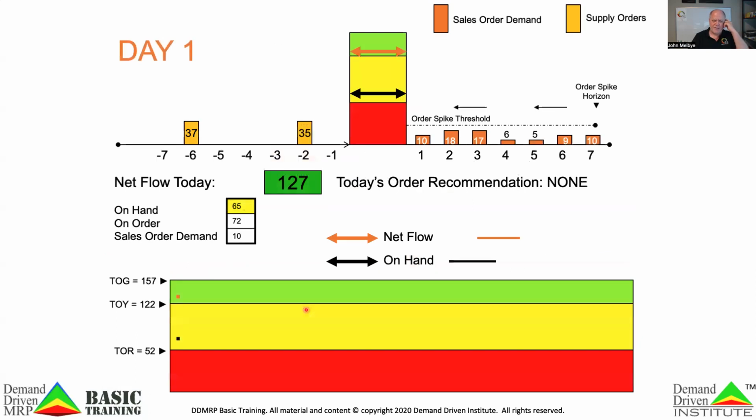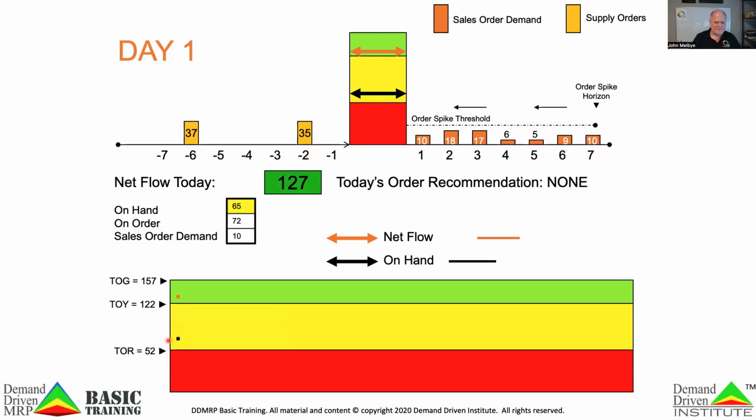Okay, so let's look at day 1. On day 1, we have an on hand of 65, which we're giving to you. We can see what we have on order, which is 37 plus 35 or 72. And we have a sales order demand of 10, because as we look forward, that's what's due today. We have no past dues, and there is nothing that exceeds the spike threshold through the decoupled lead time, which is how far we're looking.